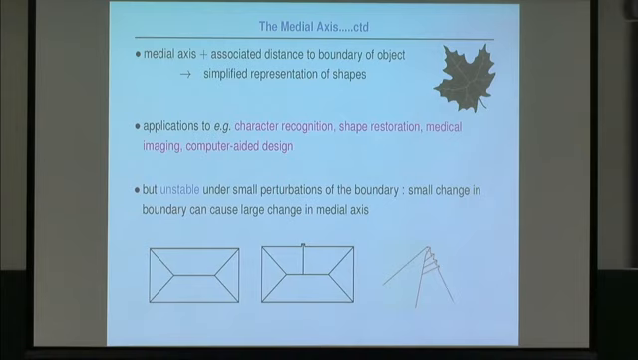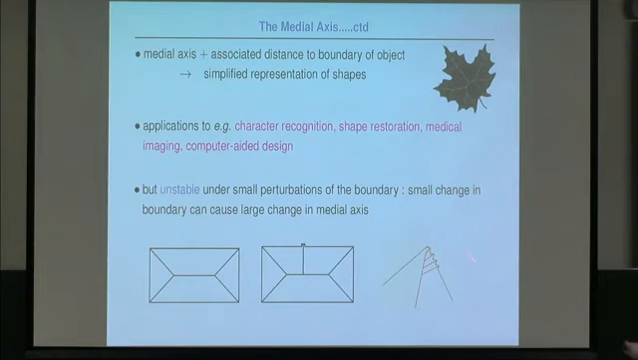To see that, we look at the following example. Here, I'm taking the rectangle, and the medial axis is just this set inside the rectangle. The big problem is that if you put a little bump on the boundary, this generates an enormous bit of extra medial axis, right? So it's highly unstable with respect to small perturbations on the edge.